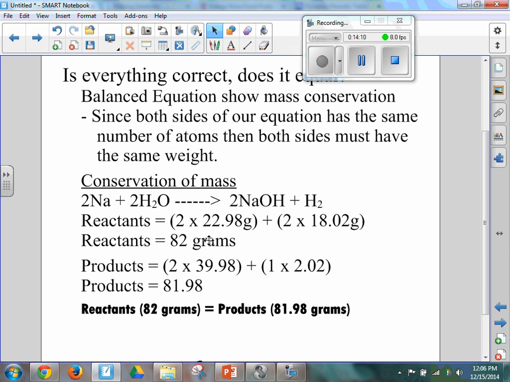We can look at the total mass of the reactant. So 1 mass unit of sodium is 22.98. Since I had 2 of them, I have to take it times 2. And I had 2 waters, so water's molar mass is 18.02. Take that times 2 again, my coefficient is 2. Total amount of mass between these two things after the math is done is 82 grams. Okay, I can do that with my products as well. 2 sodium hydroxides is 39.98 times 2, and 2.02 for the element of hydrogen times 1 gives me a total mass of 81.98. Now, 0.02 is pretty decent as far as the math is concerned based on all these numbers, how they're rounded. So my reactants, 82 grams, do equal my products, 81.98 grams.